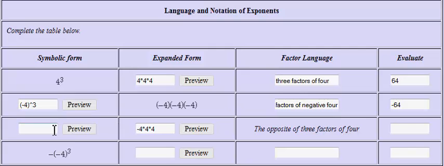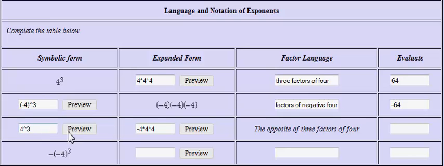And then in symbolic form, to indicate that the base really is 4 and that you have 3 factors, 3 factors of 4 would be 4 cubed, just like the first problem that we had. You could just write 4 and then shift 6 to get a caret and then 3.